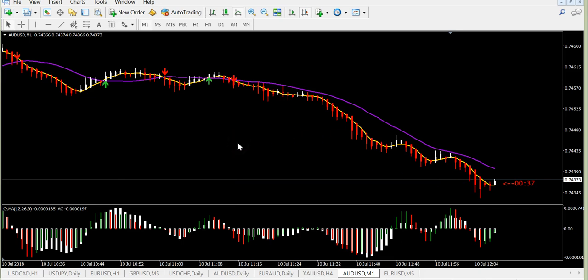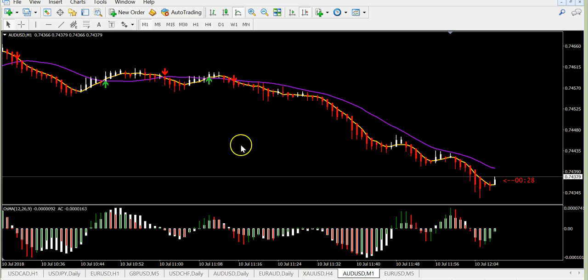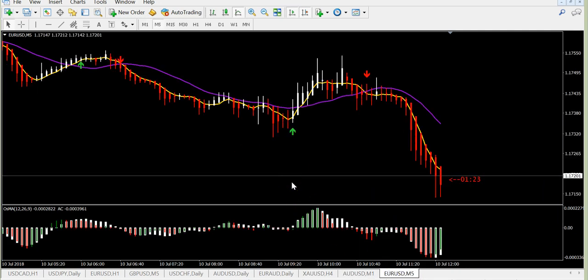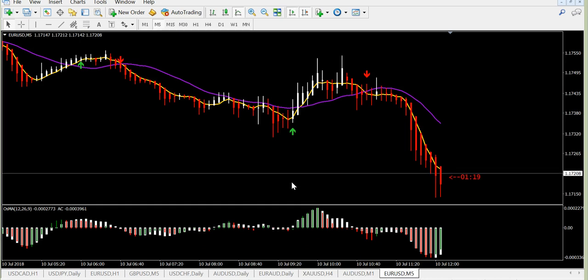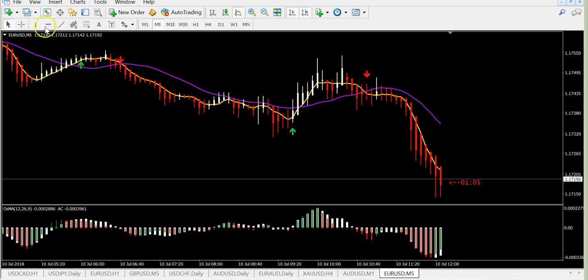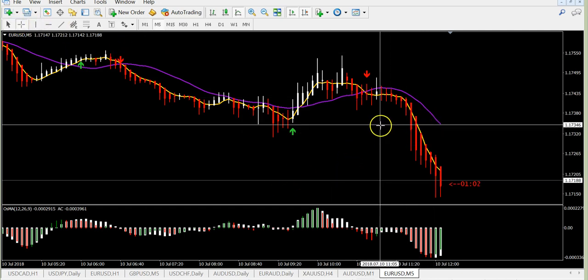But in my experience, I suggest that you use minimum 5 minute time frame to trade, because it's much safer. You know, on the M1 time frame, price can go suddenly up, down, it's not so stable. M5 is the minimum I suggest. So let's see the rules.